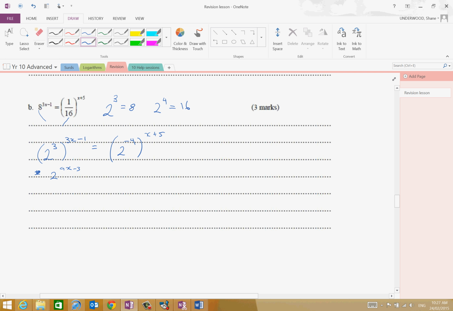On the left-hand side is equal to 2 to the power of 9x minus 3 is equal to 2 to the power of minus 4x minus 20. So therefore 9x minus 3 is equal to minus 4x plus 20. Adding 4x to both sides, 13x is equal to 23. X is equal to 23 on 13.